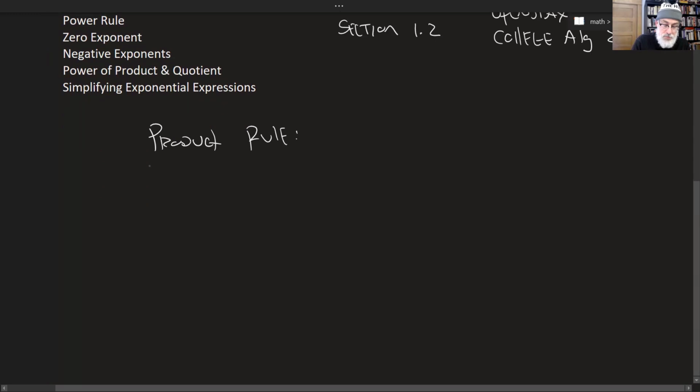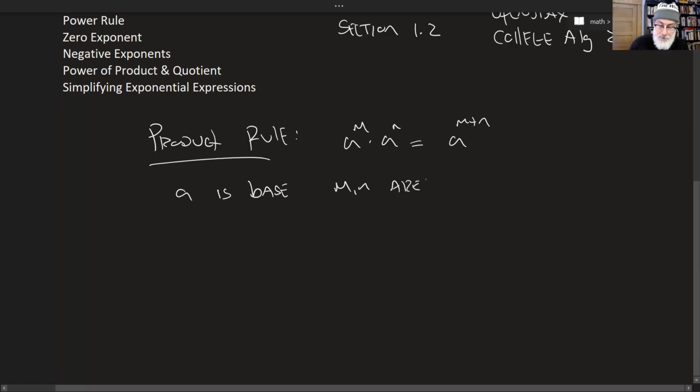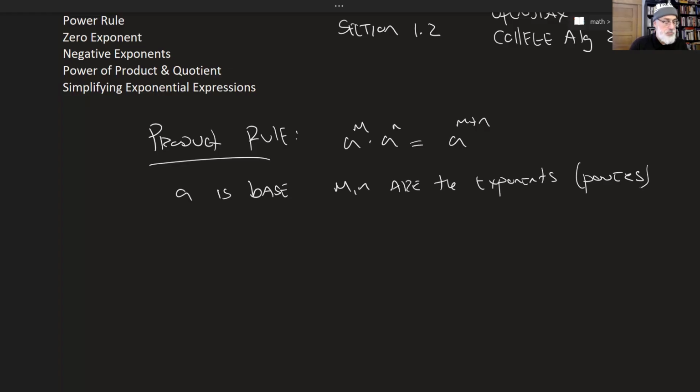We'll call it the product rule, just to be consistent with the text. The product rule says if I have two of the same bases raised to some power, that I can add the exponents. So here, a is a base, and m and n are the exponents, or simply powers. The power of a is m, the power of a is n. So when the base is the same, we can add them, but they must be the same. You can't add exponents of different bases.